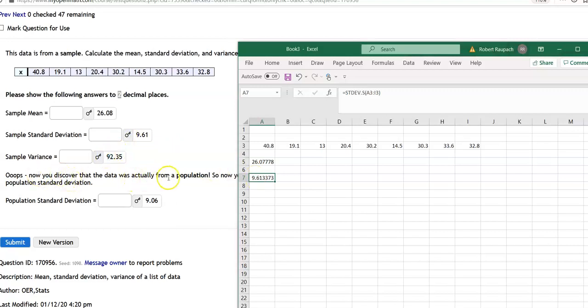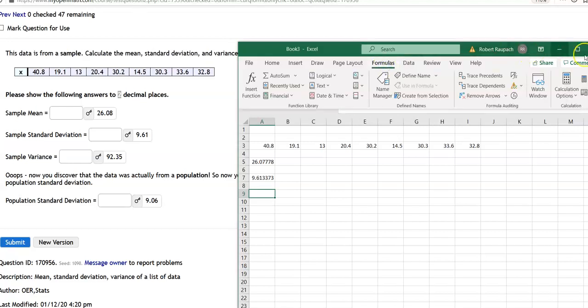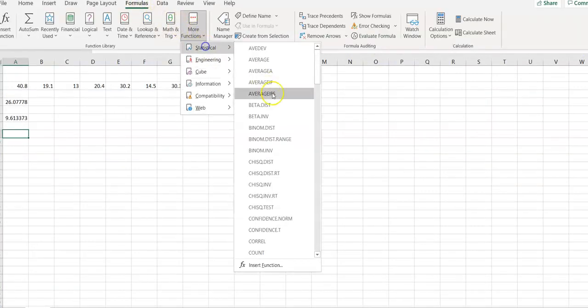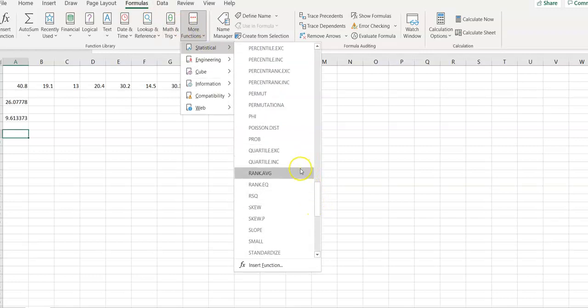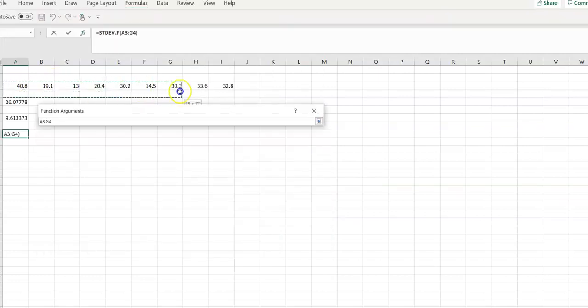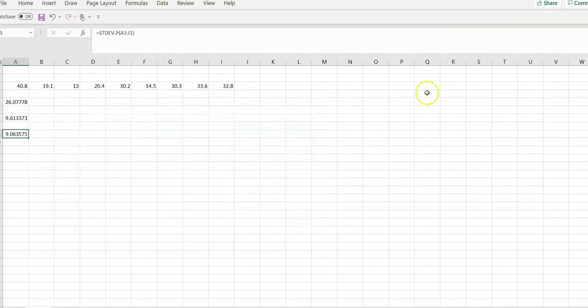And now you discover that the data was from a population. Remember I mentioned a little bit ago that if it's a population, again, it's very few times this chapter, but if it is a population, then now we have to expand here because we haven't used that yet. Formulas, more functions, statistical, stdev.p, there it is, P, and then highlight the data, enter, okay?